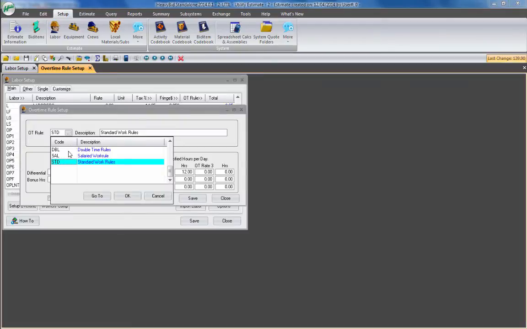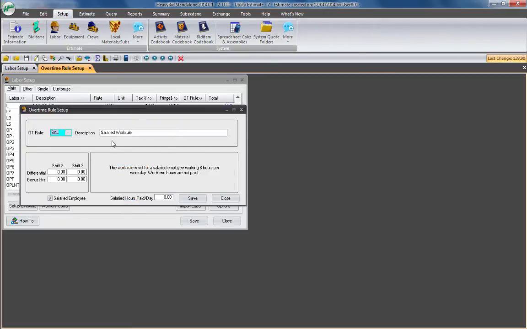Now we're going to go into the actual salaried person, where they would have a different type of work rule, where we check off that they're salaried and put how many hours they're working. This would be in the case of a salaried foreman who is working in a crew, being paid hourly, and you still want them to be in a crew, but you also don't want them to be paid overtime. So we'll look at that.